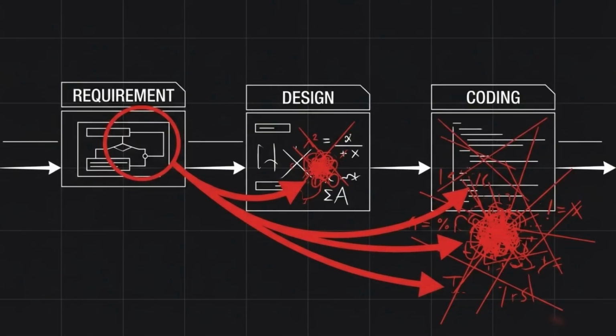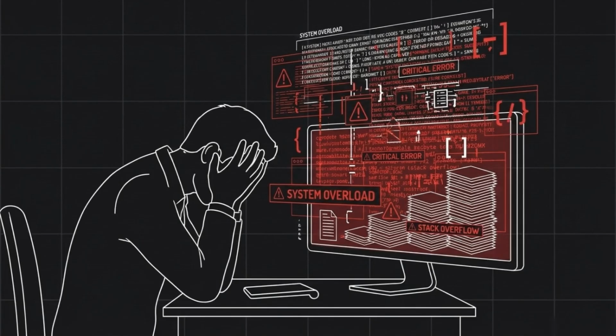The strict linear nature of waterfall creates a catastrophic risk multiplier. If your initial assumptions prove to be incorrect, the cost of fixing them grows exponentially.